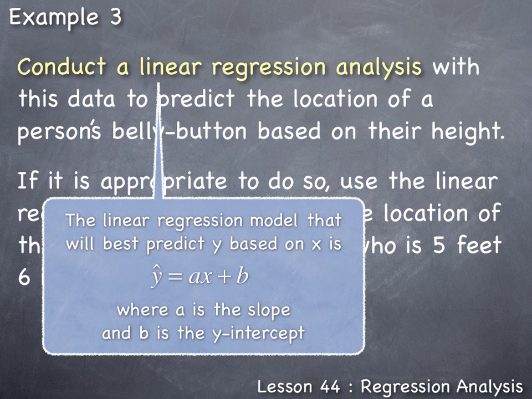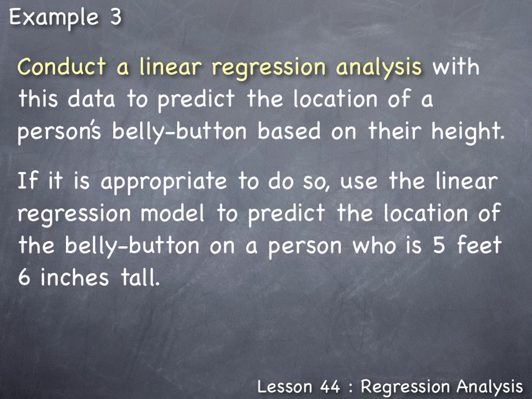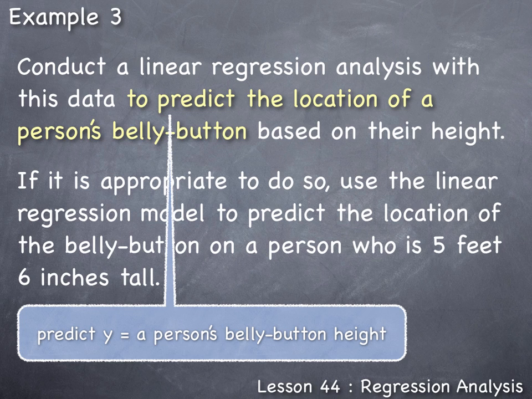The linear regression model that will best predict y based on x is given by the formula y hat equals a times x plus b, where a is the slope and b is the y-intercept. Now this linear regression analysis will be conducted to predict the location of a person's belly button. The variable in the linear regression model that is predicted is the y variable. So in this linear regression analysis, we are going to predict y, which equals a person's belly button height.